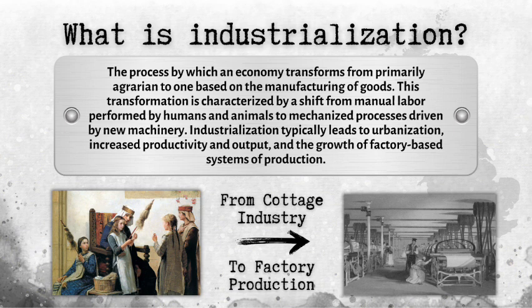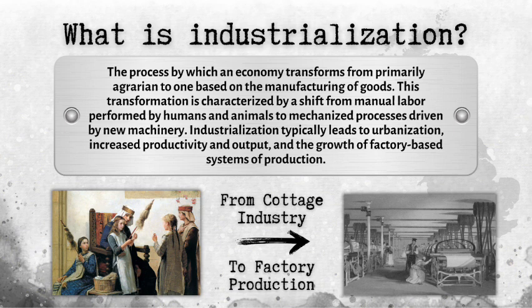Unit 5 is largely centered around industrialization, which is the process by which a region transforms from an economy focused on agriculture and making goods by hand to one that manufactures goods on a larger scale using machinery.